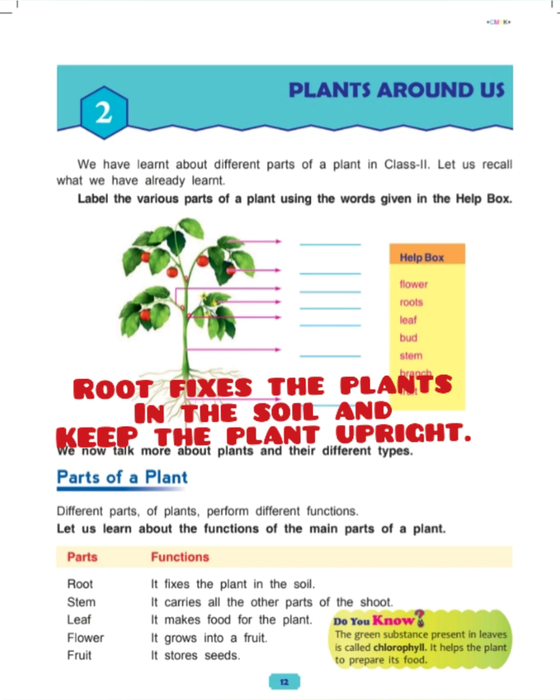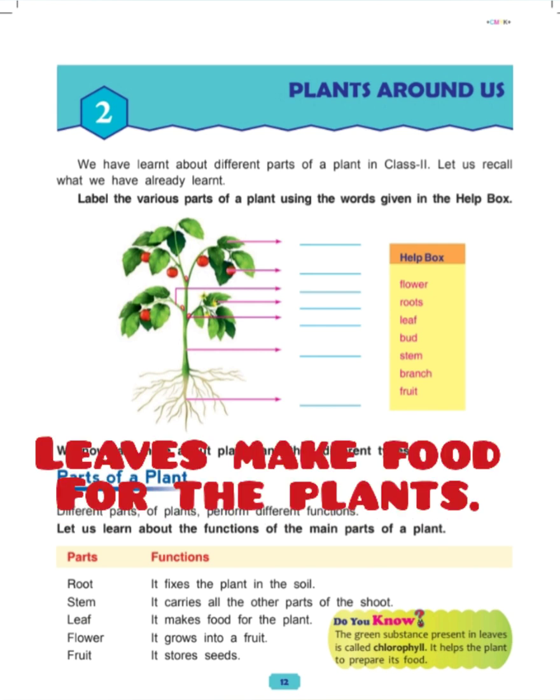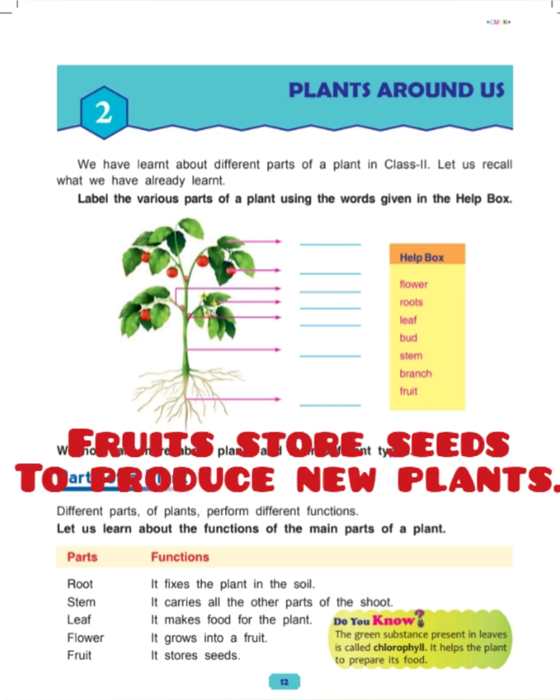As different parts of our body perform different types of functions, likewise, the different parts of the plant also perform different types of functions. Root fixes the plant in the soil and keeps the plant upright. Stem carries all the other parts of the shoot. Leaves make food for the plants. Flower grows into a fruit. Fruits store seeds to produce new plants.